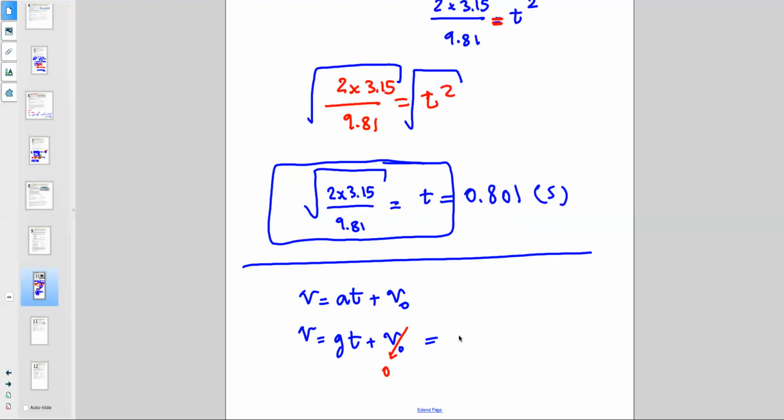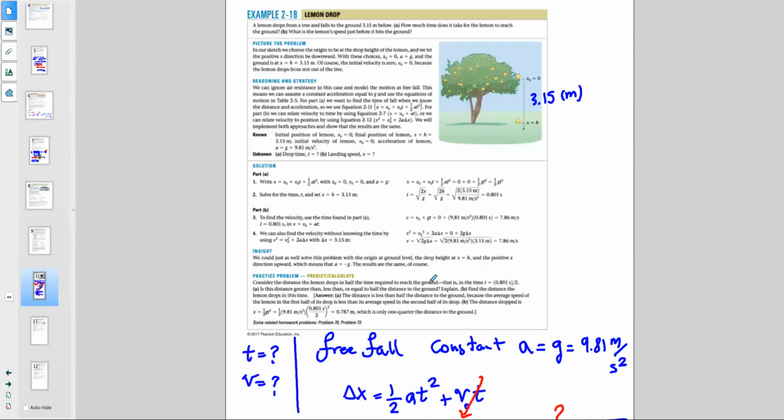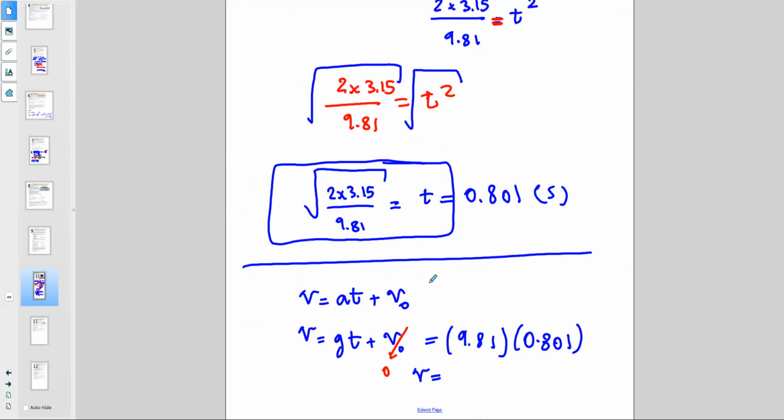g is 9.81, right? t is the time that it took. We found it in part A. It's right here in front of you. So 0.801. Put this in a calculator, find the final velocity. So the final velocity at this point is 7.86 meters per second. 7.86 meters per second is the final velocity.